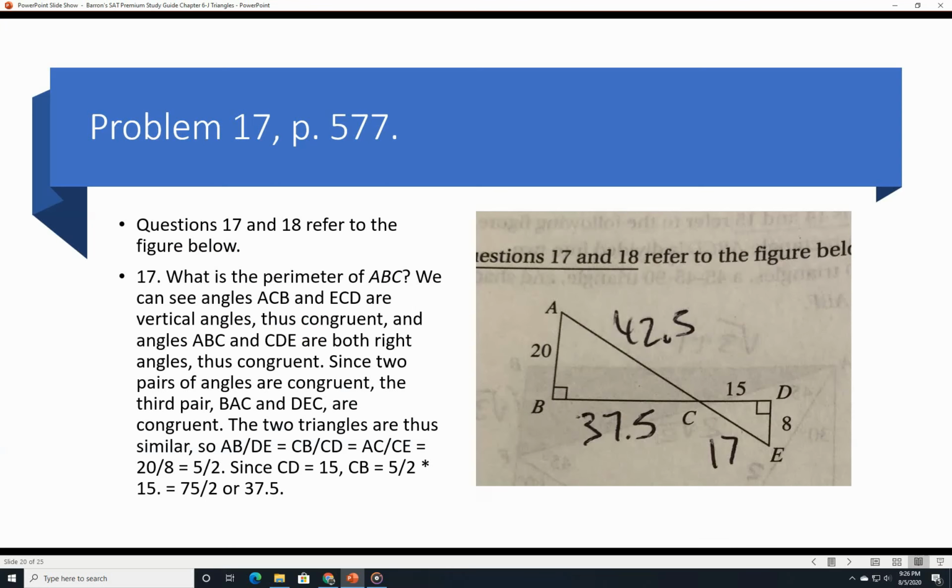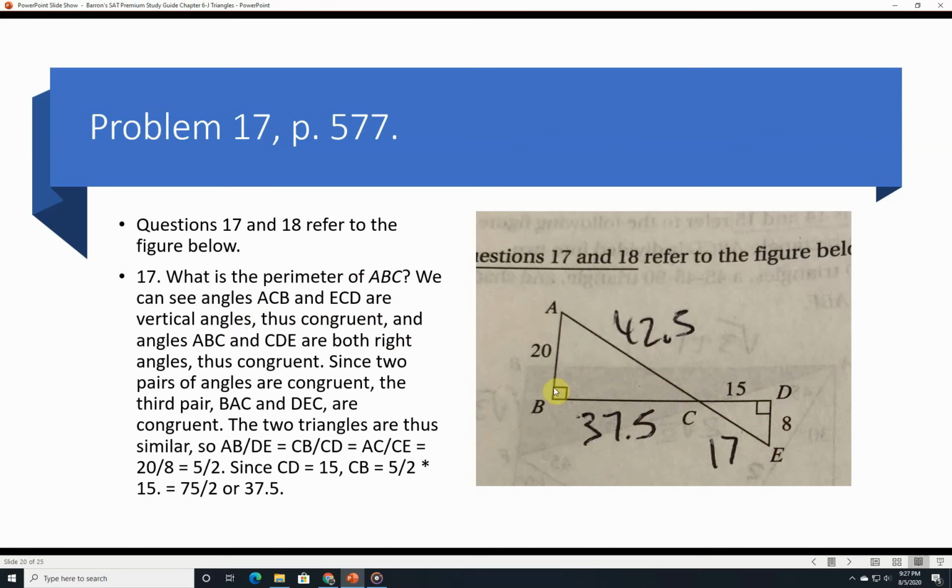Okay. Problem 17. Questions 17 and 18 refer to the figure below. So, what is the perimeter of ABC? Well, we can see that angles DCE, or ECD, whatever you want to call it, and ACB are vertical angles because they meet at one point, so by definition they're congruent. And angles ABC and CDE are both right angles. We can see they're marked as right angles, so they have to be congruent.